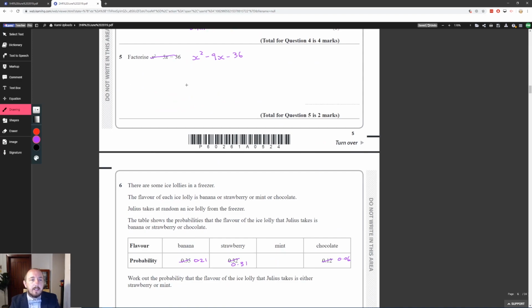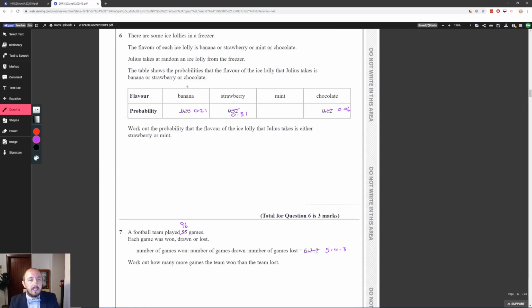Factorize this thing here, so we're looking for two numbers that multiply to give 36 and then subtract to give 9. So we're going to have an x here and an x here, and 12 and 3 will work. So we have negative 12 and plus 3.